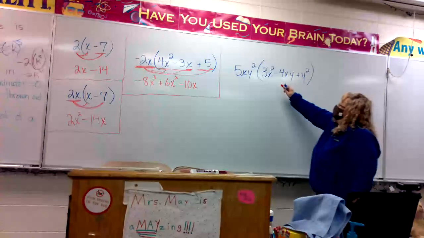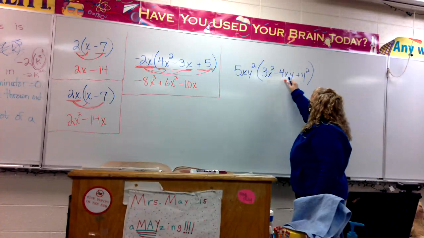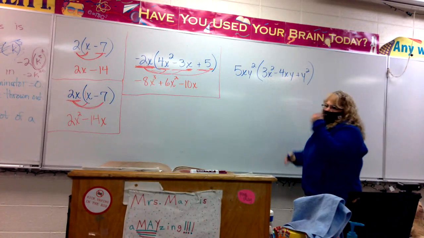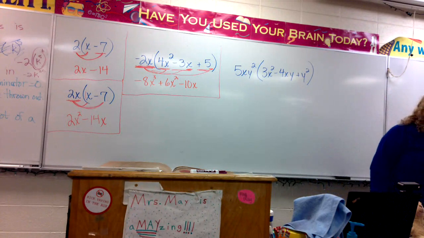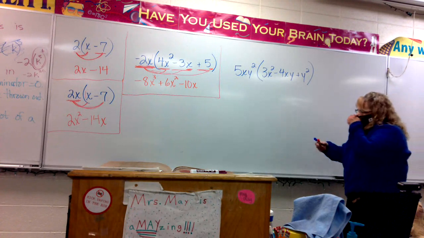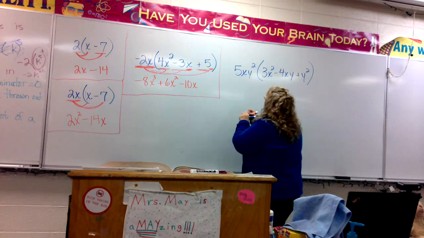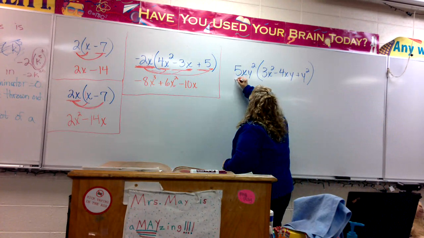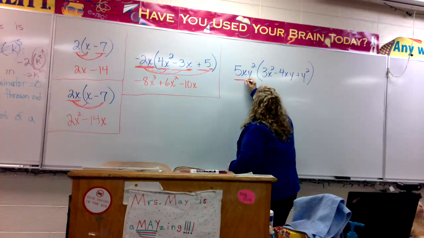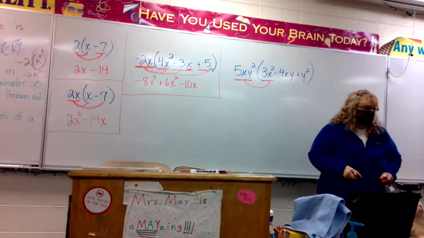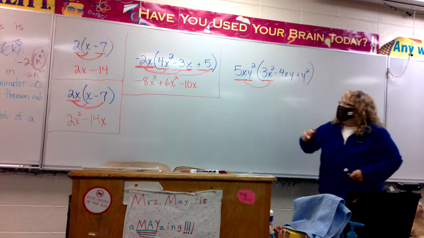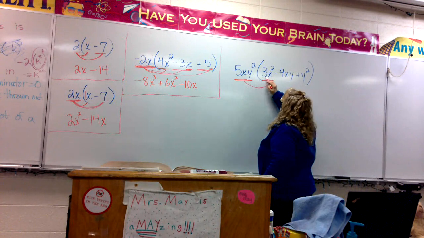Can I combine these inside? No, right? Because it's adding and subtracting. And adding and subtracting, they have to be the same exponents and the same values. Multiplying, it doesn't matter. So that's why when we move outside, we're going to distribute, we're going to multiply this. Just go a little at a time. What's 5 times 3?